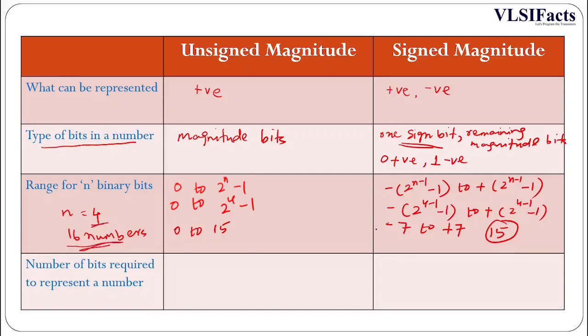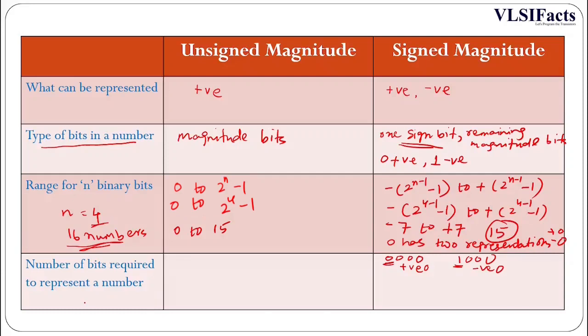In case of signed magnitude form, you also represent 16 numbers, but in this case, 0 has 2 representations. One for plus 0, another for minus 0. So if I write 0 0 0 0, where 0 is the signed bit, it will be positive 0. If I write 1 0 0 0, where 1 is the signed bit, it will be negative 0.